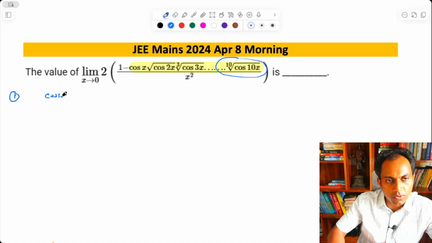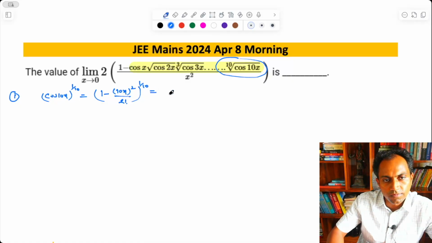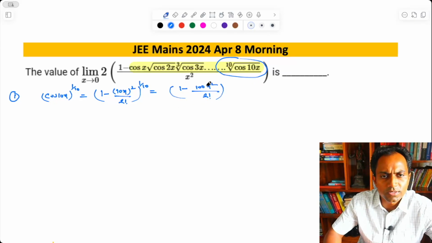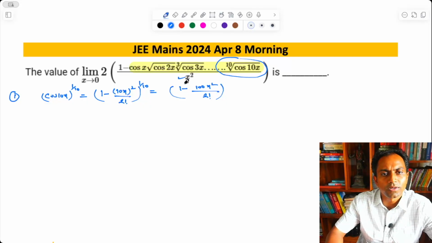So what we have is cos 10x raised to the power 1 by 10. I can write this as 1 minus x square, right? So in the series expansion, in place of x, since 10x is written, 10x whole square by 2 factorial, this can be written. Now once you have written this, it can easily be simplified as 1 minus 100x square by 2 factorial. In this manner we can write it, and beyond this we do not need to go, because the lowest power of x in the denominator is x square.